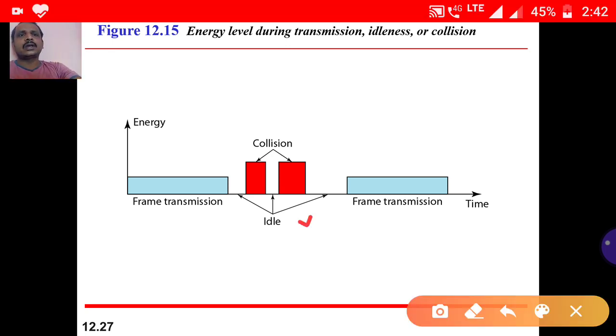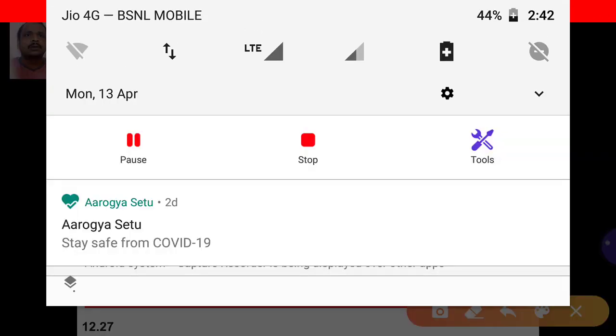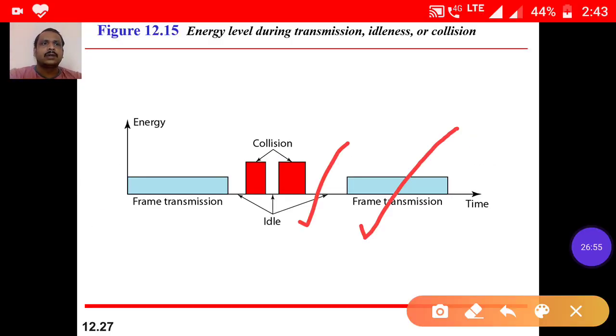A zero carrier energy level indicates the channel is free. If after sensing we get the carrier energy level, someone is transmitting, so there is no need to transmit. If we get zero energy level, the channel is free. If we get the carrier energy level, the channel is busy. If we get twice the carrier energy level, that indicates there may be a collision. No need to transmit now. Wait a longer amount of time. Later we will transmit.